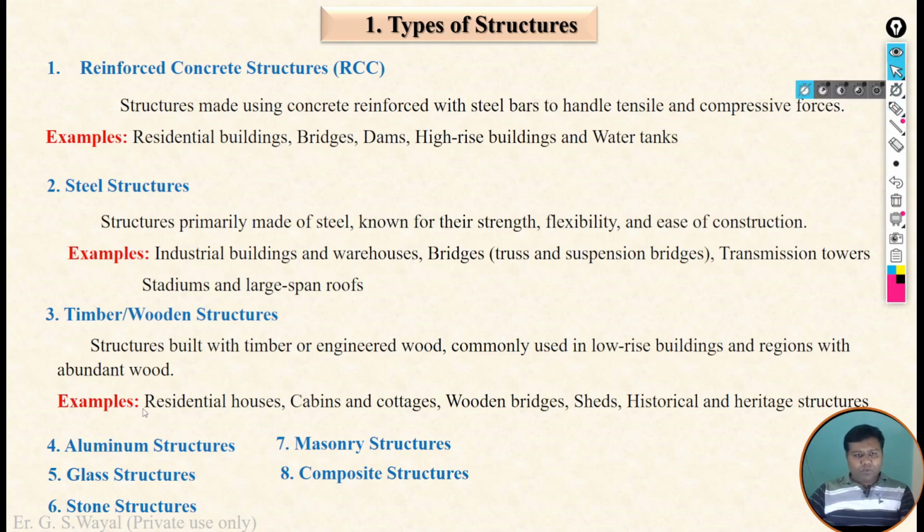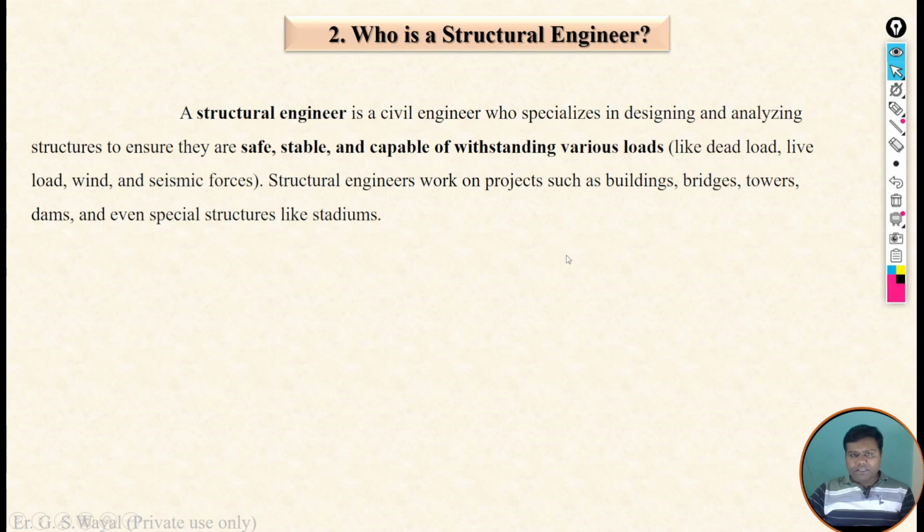Then examples of wooden structures are residential houses, cabins and cottages, wooden bridges, sheds, historical and heritage structures, okay. These are the types of structures that we can build in timber, okay. So these are the most important structures.